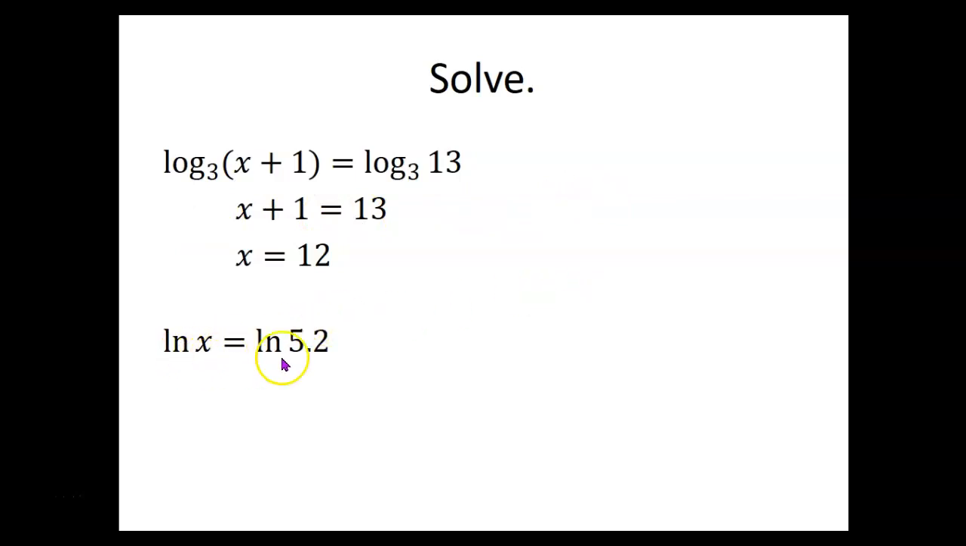Another one, ln of x equals ln of 5.2. Well, the only way that can happen is if x equals 5.2. There's no way you can take the ln of anything other than 5.2 and have it be the same as the ln of 5.2. Now later on in an upcoming section, we'll solve some far more complicated equations, but these are really easy ones based on the one-to-one property.